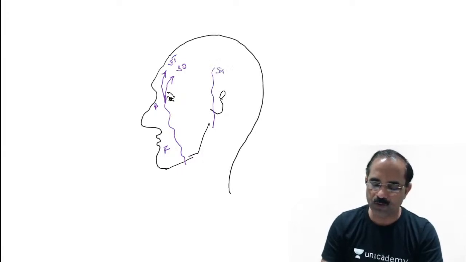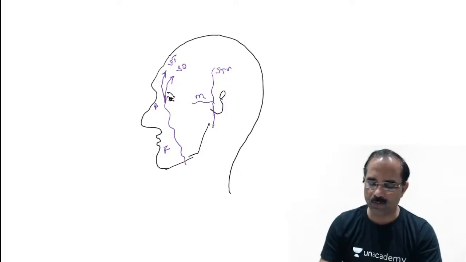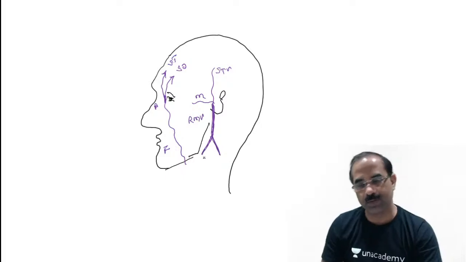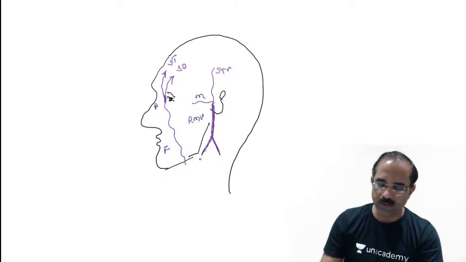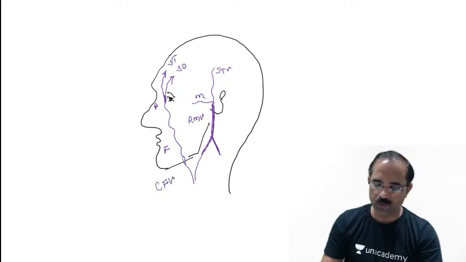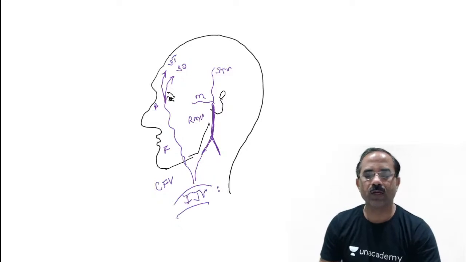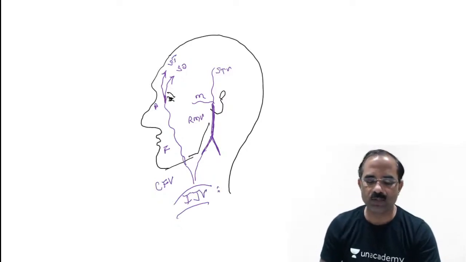Now, what is this vein coming from up? That's the superficial temporal vein. And what is this vein? That's the maxillary vein. The superficial temporal and maxillary join to form the retromandibular vein. The retromandibular vein divides into anterior and posterior divisions. The anterior division of retromandibular joins with facial to form the common facial vein. This common facial vein drains into the internal jugular vein.